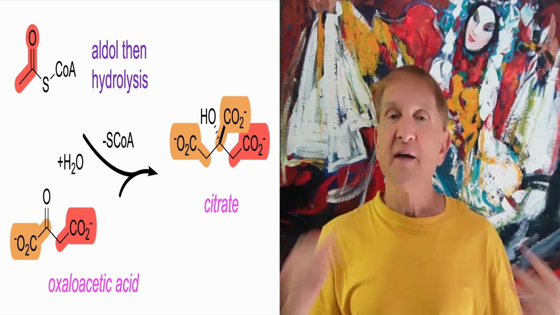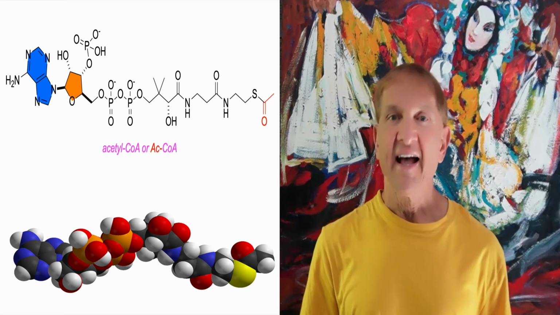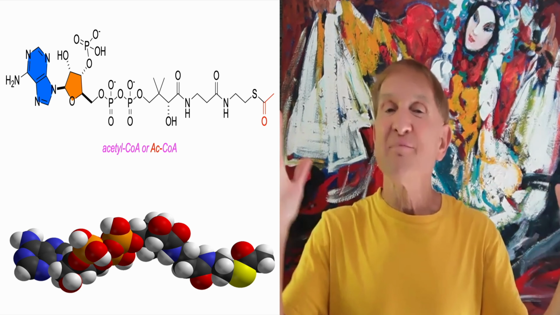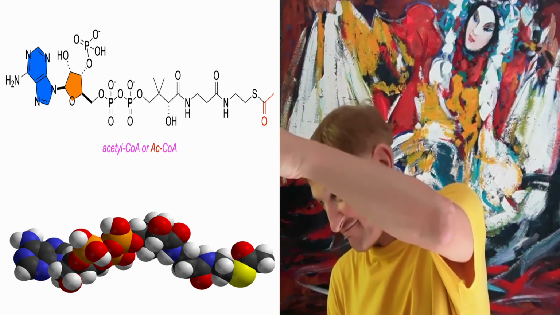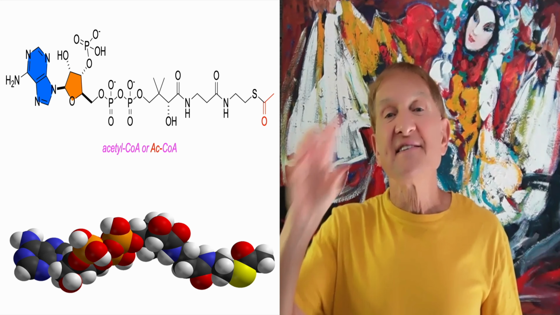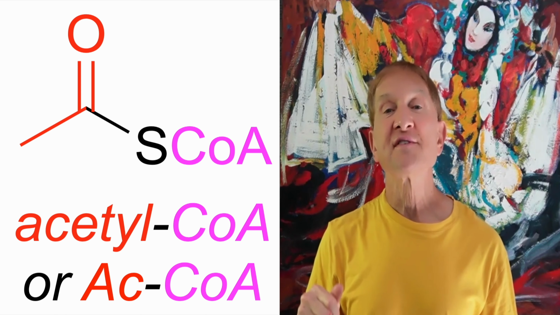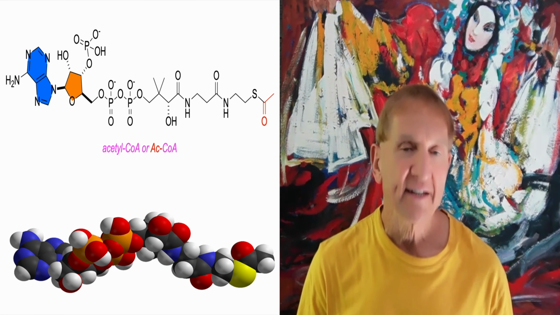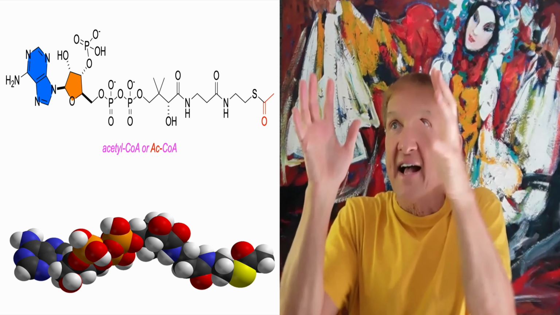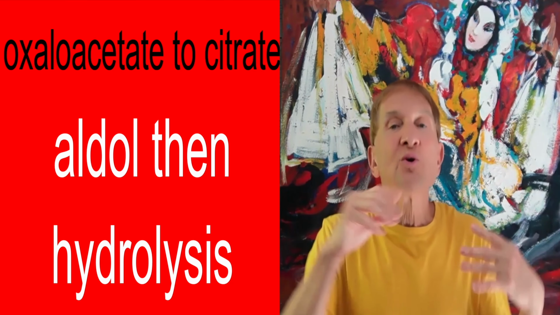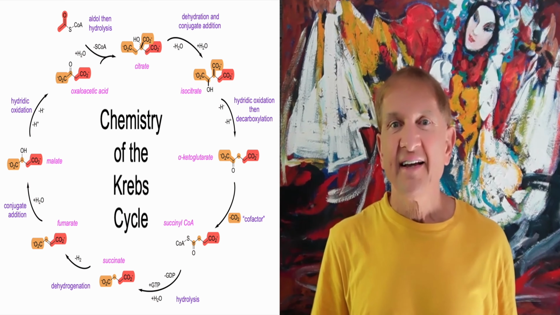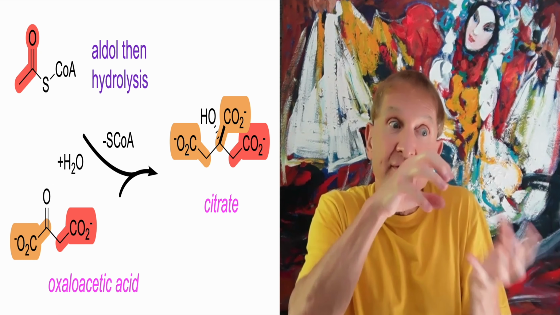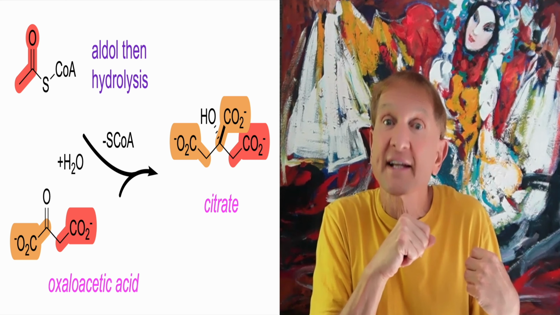oxaloacetic acid. The first step involves acetyl-CoA. Acetyl-CoA is a big molecule. I've said this before. Forget most of it. I've said that before too. All you really need to worry about is the acetate group on the end, because this acetyl-CoA is an enol or an enolate equivalent. We have to react acetyl-CoA with oxaloacetic acid. Good news. The ketone alpha to the acid in oxaloacetic acid is activated because of the electron withdrawing group, the carboxylic acid that's on it.